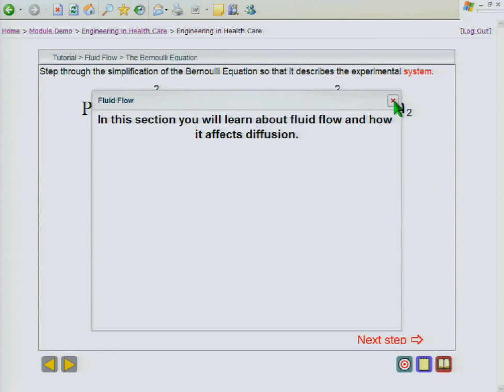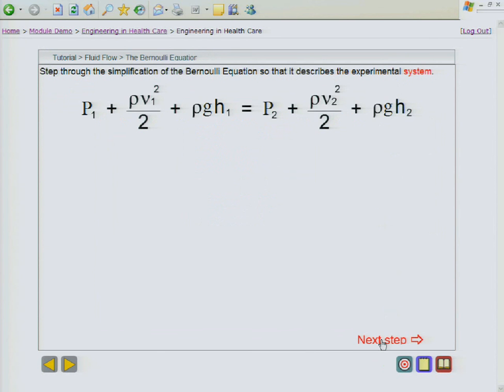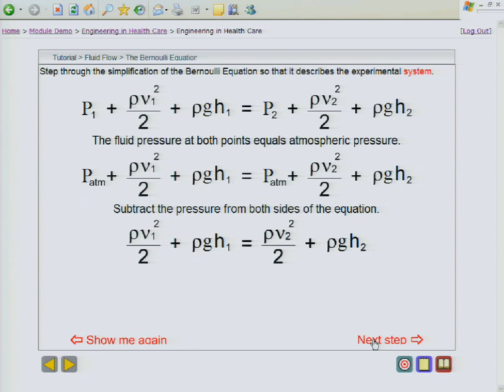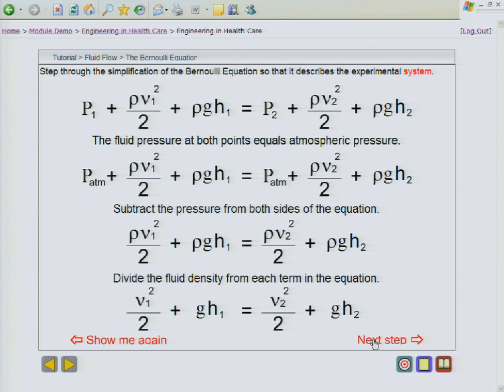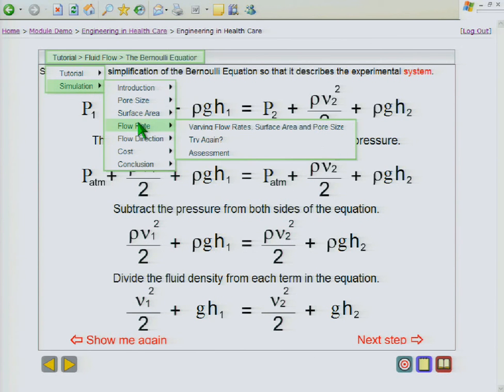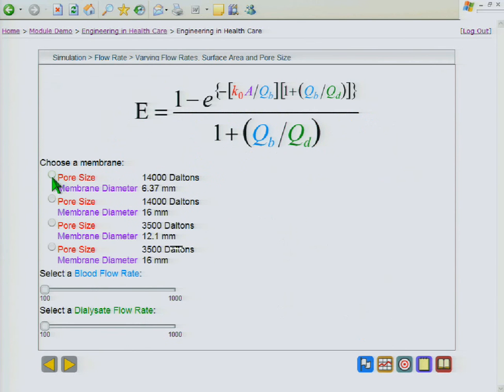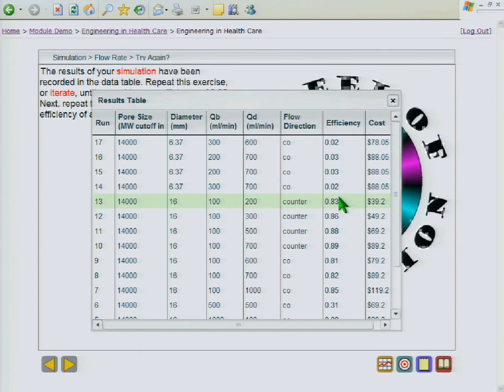Equations are introduced to help students understand how mathematics applies to engineering design and science. Students embark on simulations to evaluate different possible designs to meet the given engineering challenge. In this example, the goal is to create a system with high efficiency at the lowest possible cost.